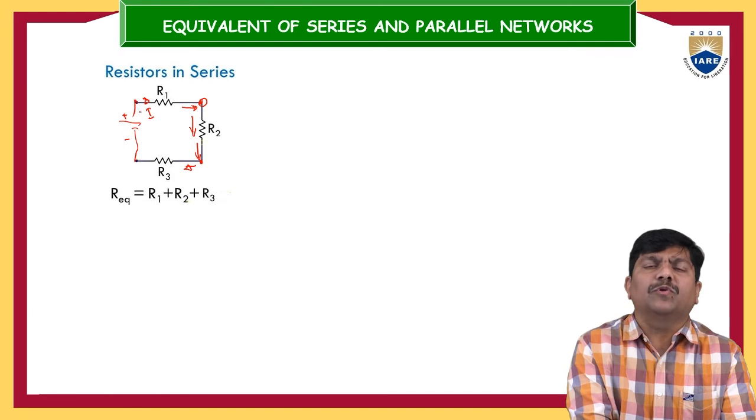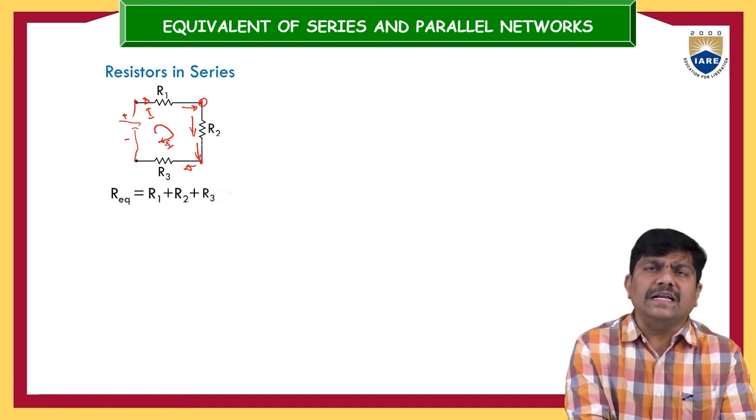Like that we will proceed. So overall, if you observe, from the positive plate of this battery, if you are traveling like this, anywhere the current remains the same. The current does not have any dip in value. So the total current is the same.